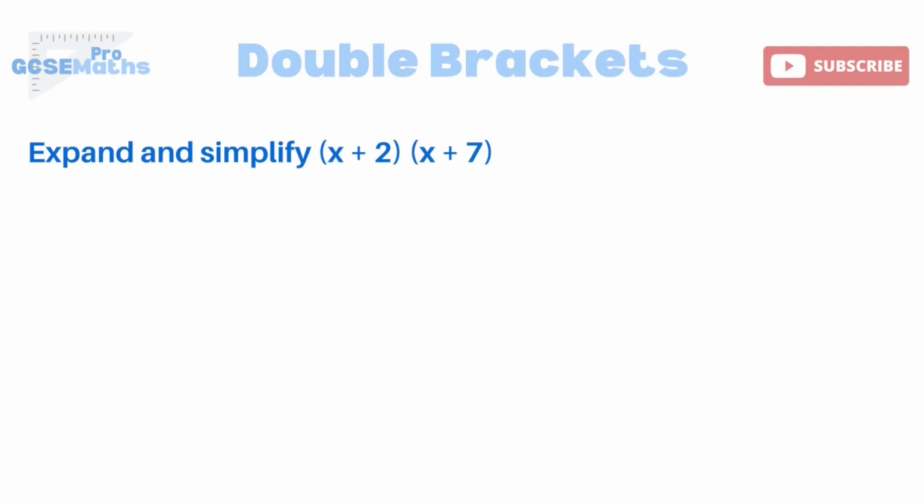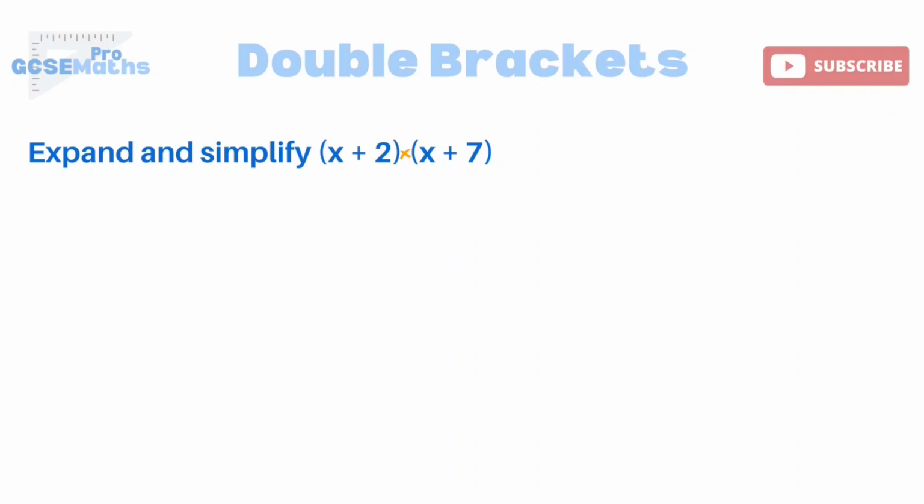We're going to jump right into the first question, which says expand and simplify x plus 2 and then x plus 7. If you've seen the first video, or you're already quite happy with the concept of expanding, it basically just means multiply. So we have this imaginary multiply symbol in between the two brackets, and we need to multiply each term in the first bracket by each term in the second bracket.